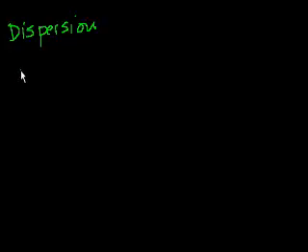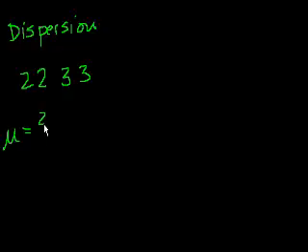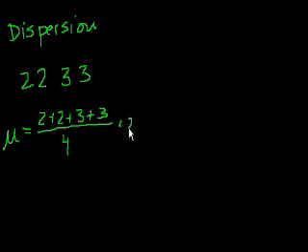So let's say I have one set, and let's say it is a 2, a 2, a 3, and a 3. And let's say this is a population. Let's just deal with population means and population dispersions for now. So what's the mean here? The mean here is going to be 2 plus 2 plus 3 plus 3, all of that over 4. And what is that? That's equal to 2.5, right? 4 plus 6 divided by 4, right? That's equal to 2.5.